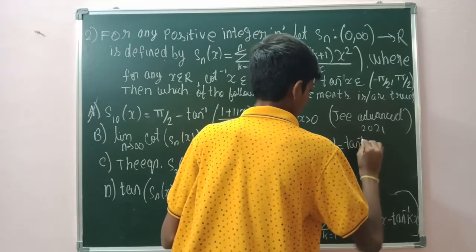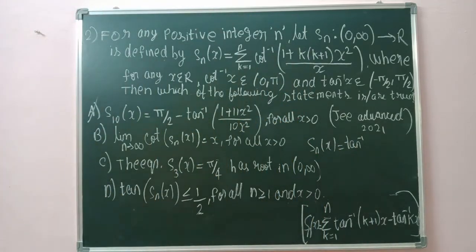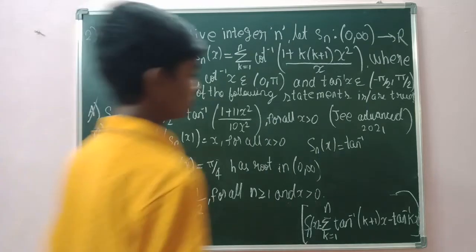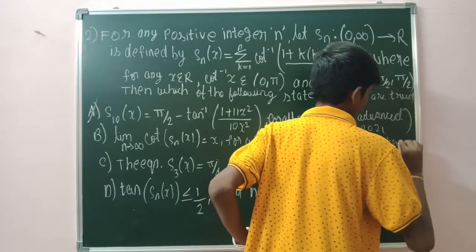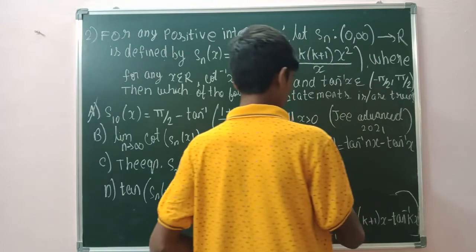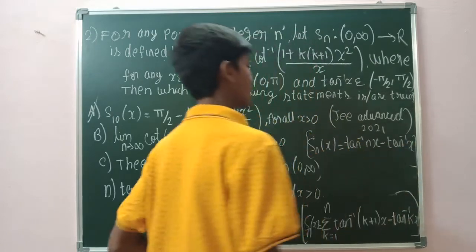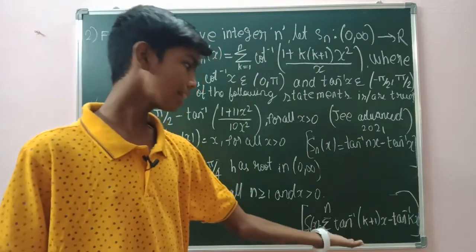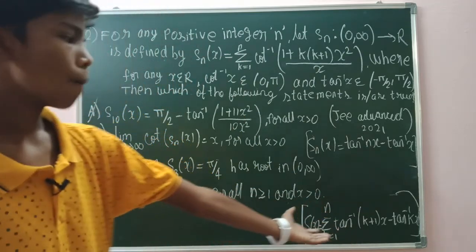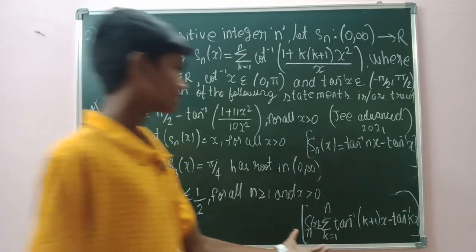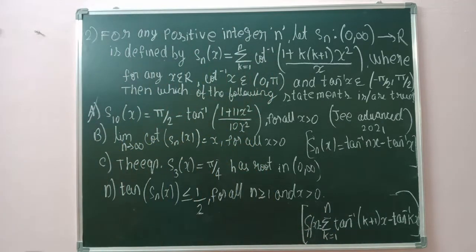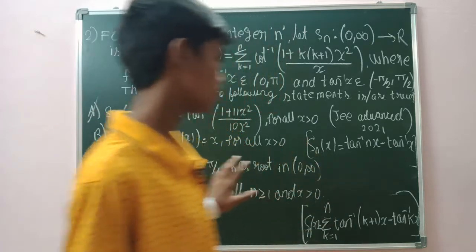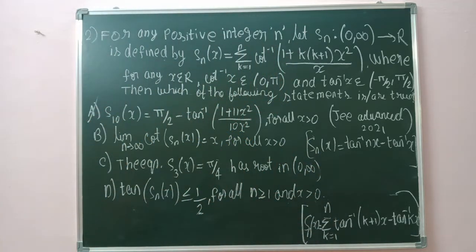tan inverse of, what can you write? Think carefully and say, can't I write the same Sn of x as tan inverse of nx minus tan inverse of x? I am just writing the summation Sn of x is tan inverse of nx minus tan inverse of x. I can write like that, because it is having summation of k is equal to 1 to n number of elements. That is why I am writing like this.